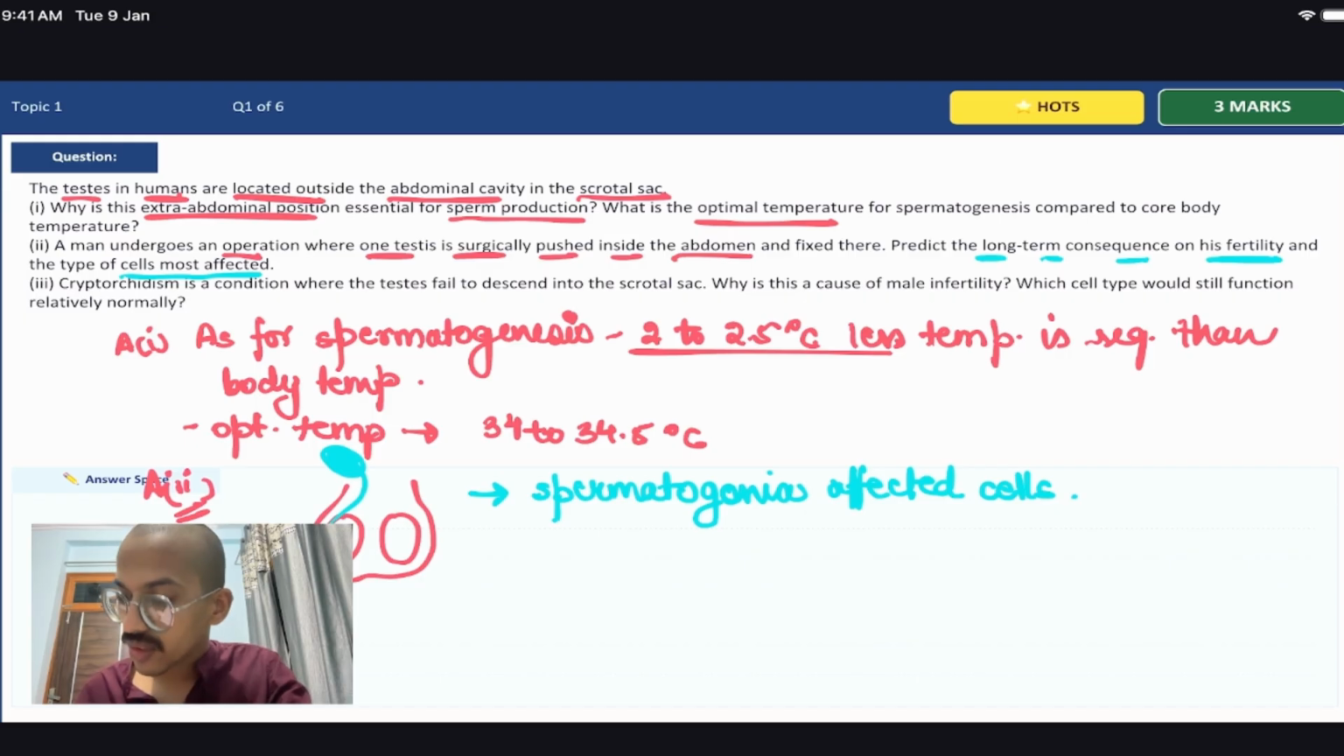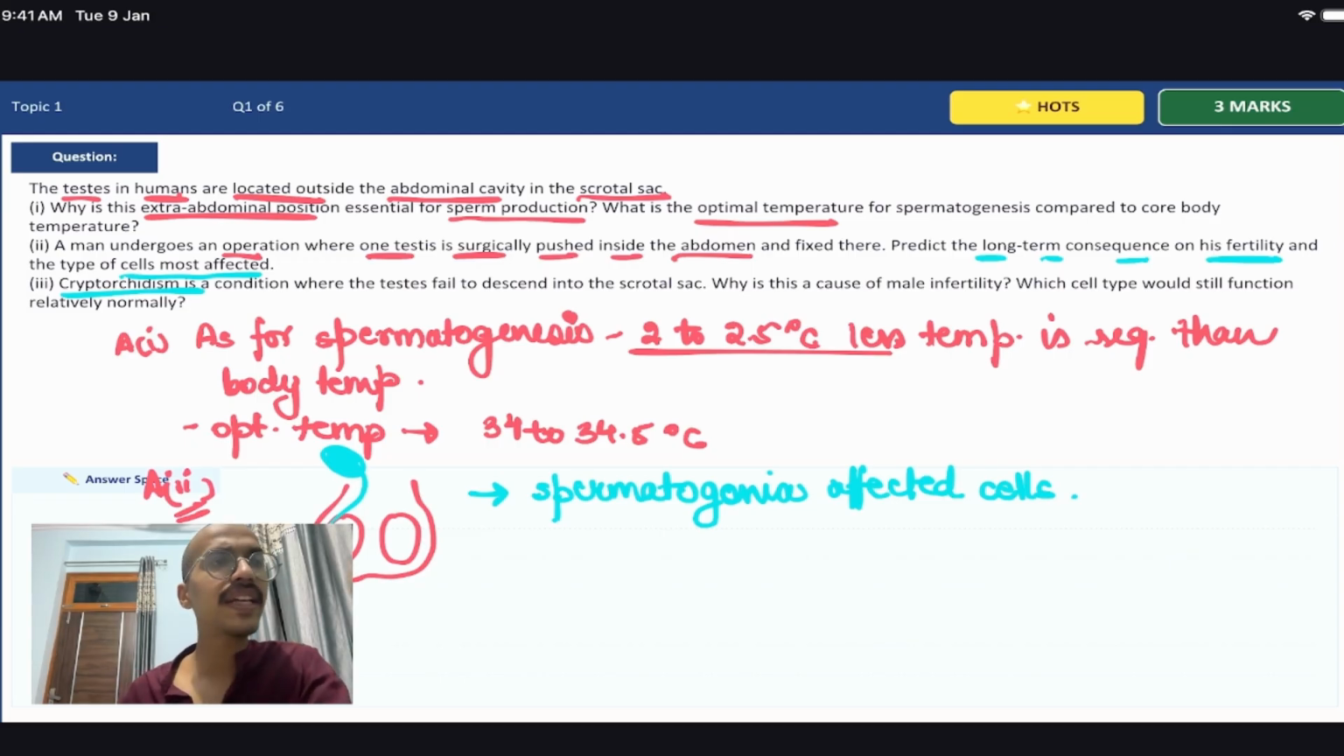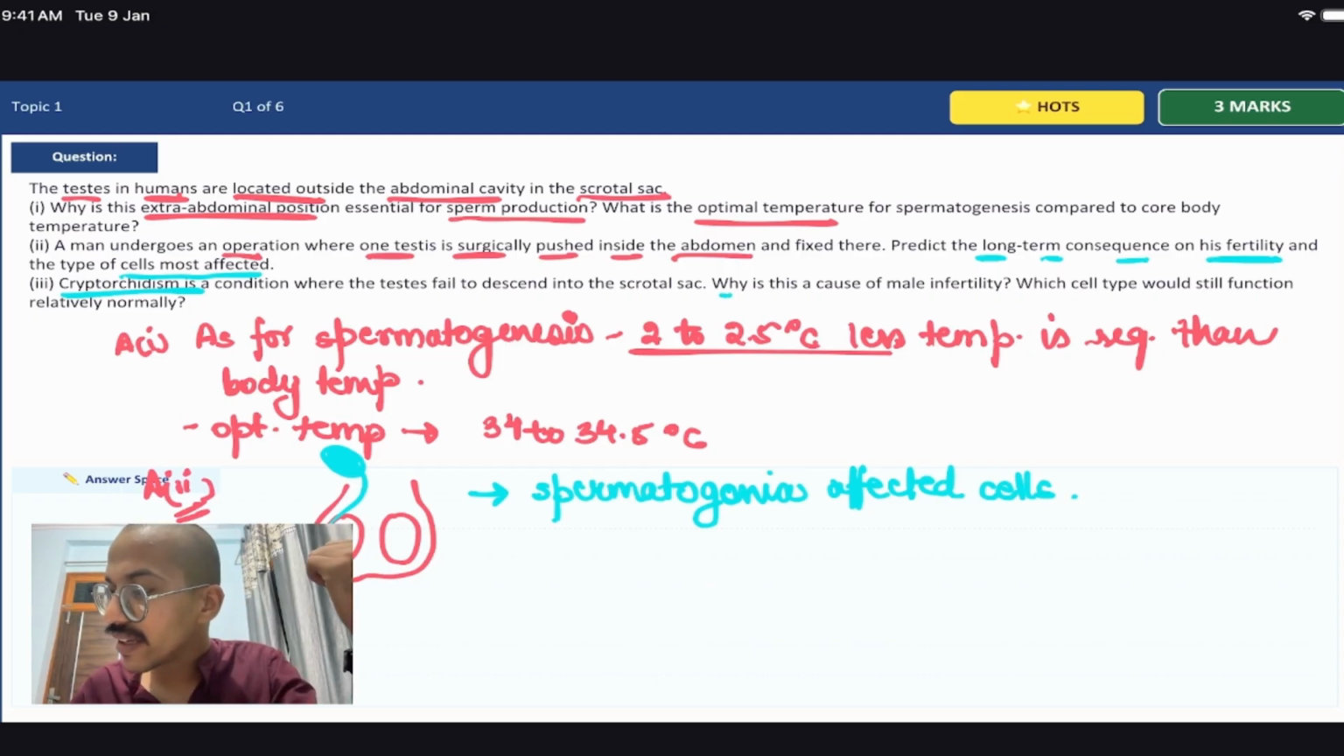Okay, then the next question is cryptorchidism. Crypt means hidden, and orchid is for the testes. So this is the condition in which the testes are hidden. They are hidden inside, closer to the kidney part, because they fail to descend into the scrotal sac. Why is this a cause of male infertility?